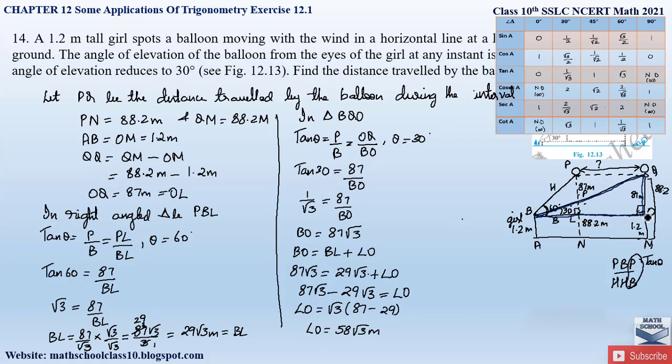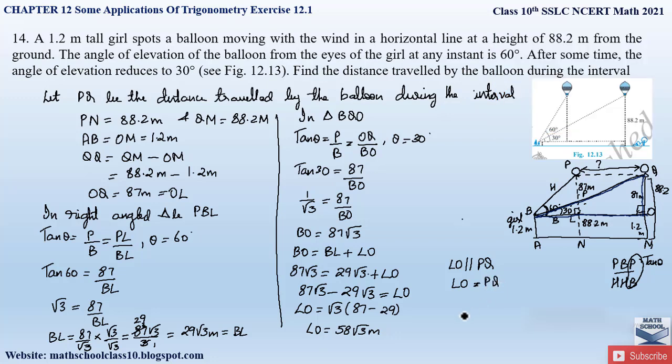Now here LO is parallel to PQ, right? So LO is parallel to PQ, so LO is equal to PQ. Therefore PQ is equal to 58 root 3 meter, which is the distance traveled by the balloon during the interval, right? So this is the distance traveled by the balloon during the interval. So this is how we solve this question number 14.